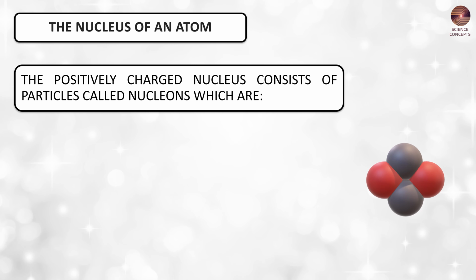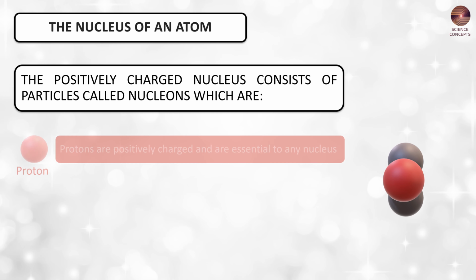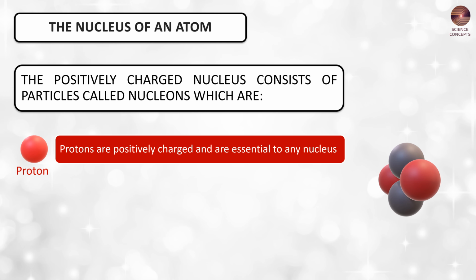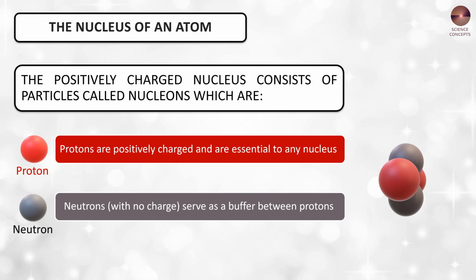Inside the nucleus of an atom, the positively charged nucleus consists of particles called nucleons, which are protons, which are positively charged and are essential to any nucleus, and neutrons. Neutrons have no charge, and they serve as a buffer between protons.